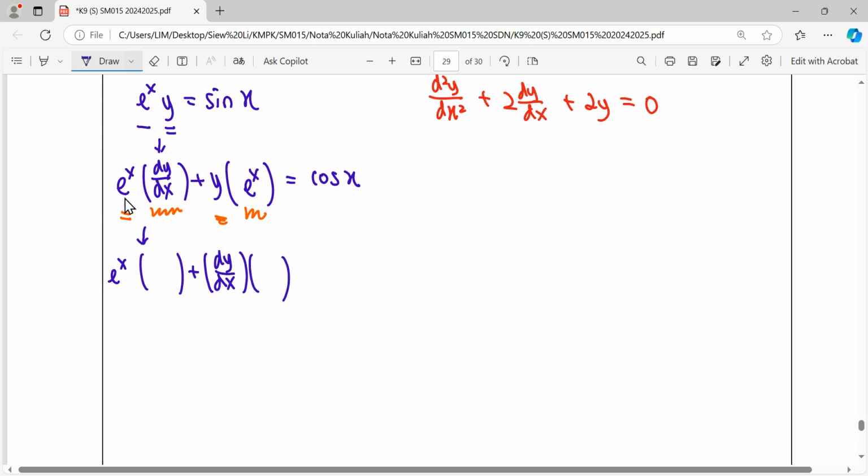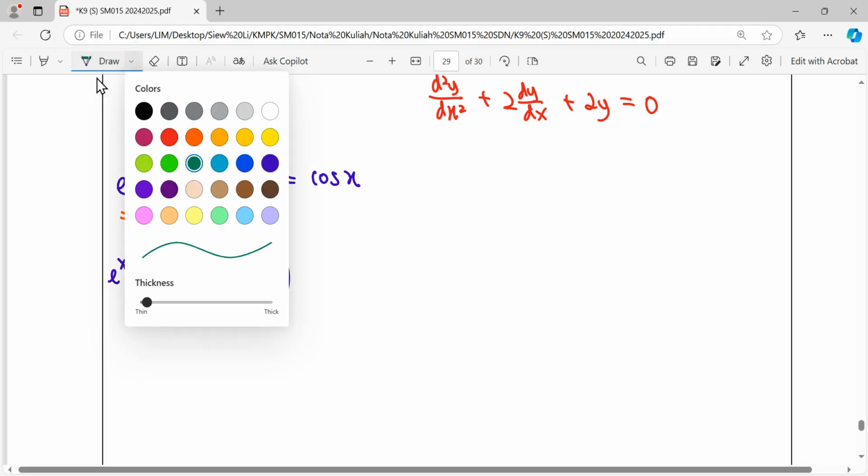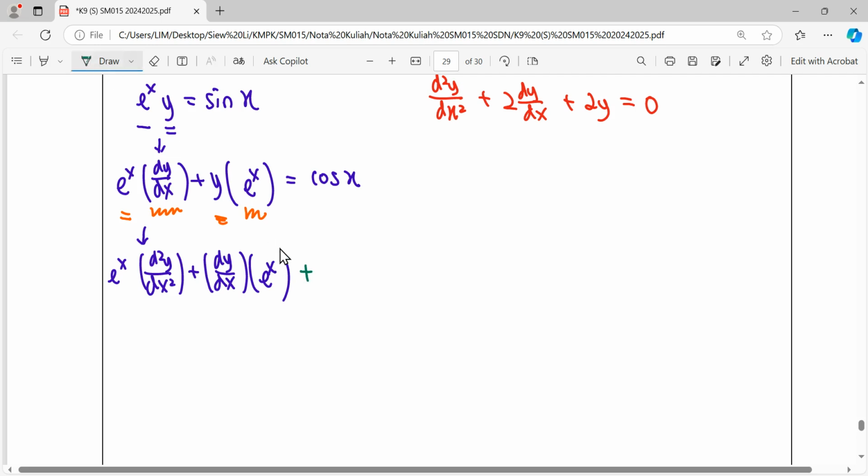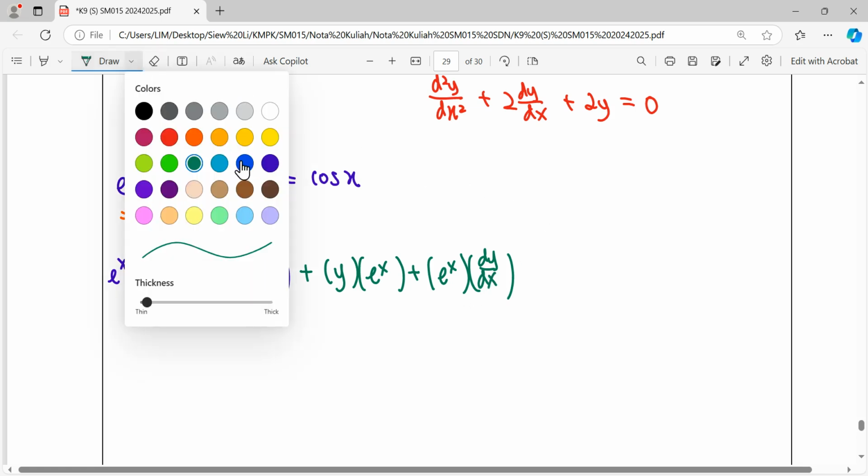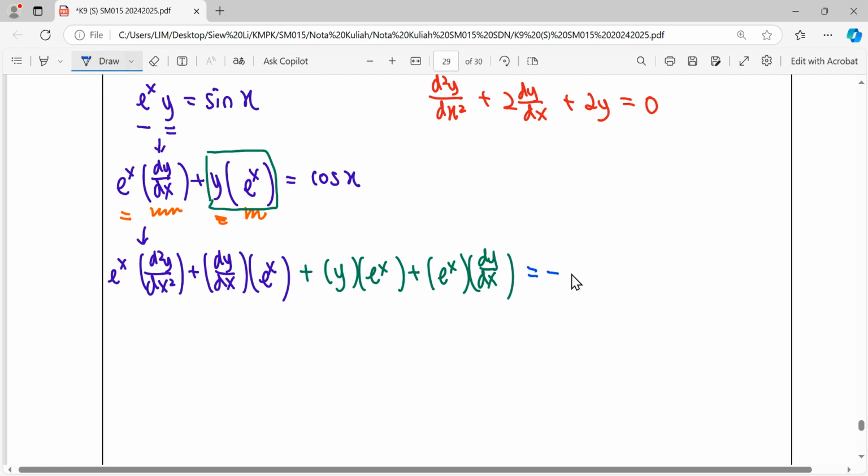So copy the front function, differentiate dy/dx, it becomes d²y/dx². Then copy the dy/dx, differentiate e^x, we remain having e^x. Continue. For the second term here, copy the y, differentiate e^x, plus copy e^x, differentiate y. Differentiate e^x, you will have e^x. Differentiate y, it implicitly becomes dy/dx. Then we move on to the right hand side. Differentiate cos, which is negative sin x. Differentiate the angle, we get 1.